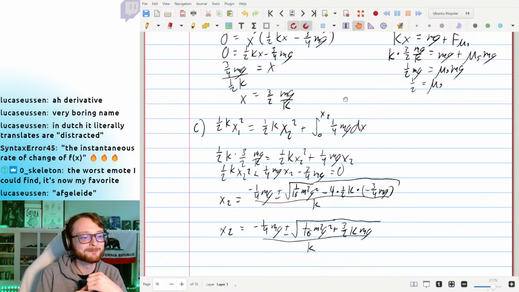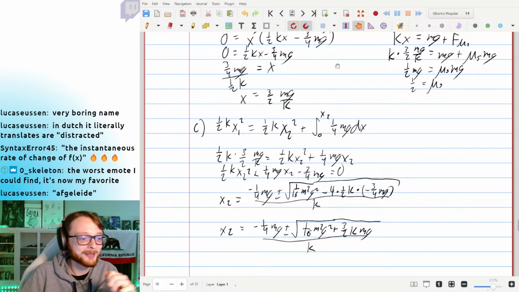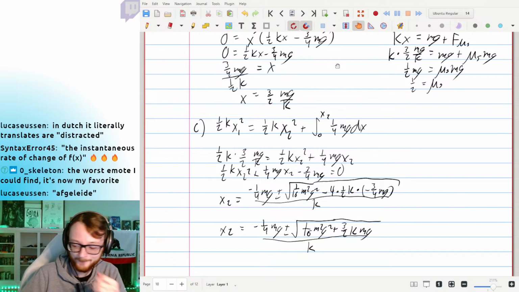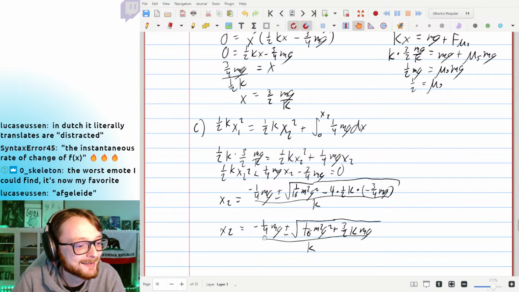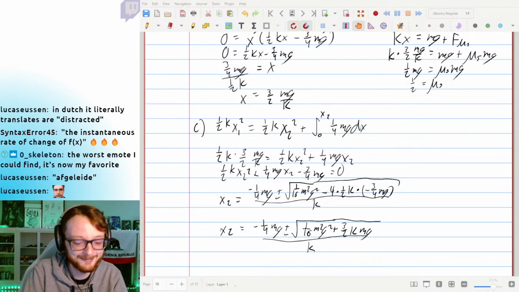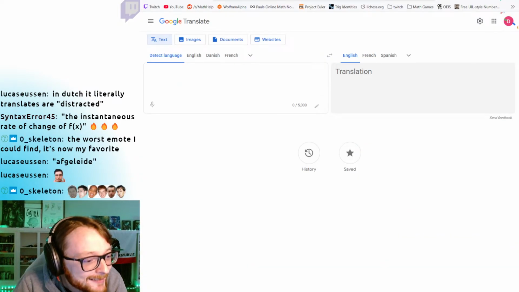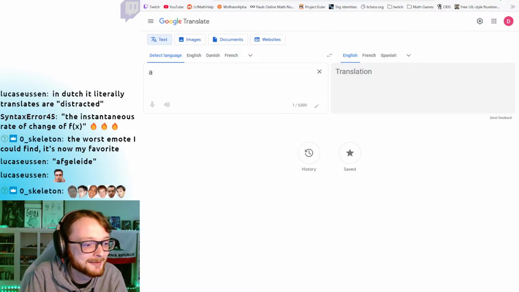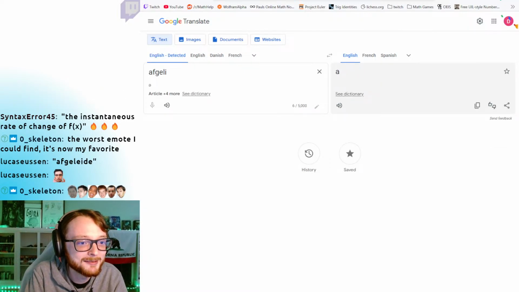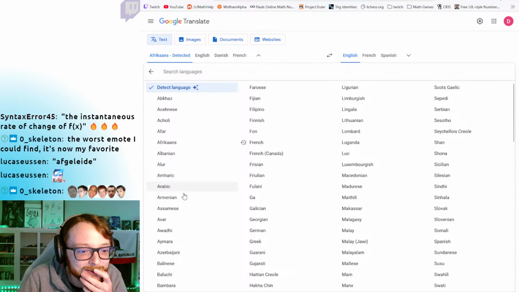The worst emote you can find. It's now my favorite. I can't even tell what expression he has. It's just kind of a face. Like, when are you supposed to use that? Afghaid? Oh no, that's an L, not an I. Wait, that's Afrikaans. What? Dutch.